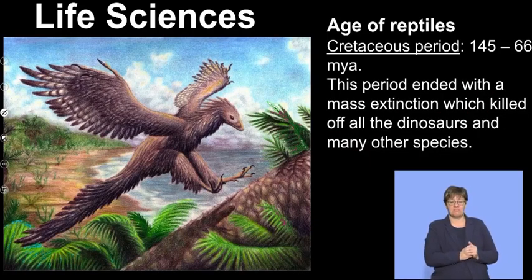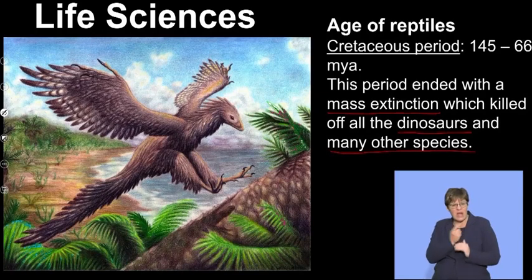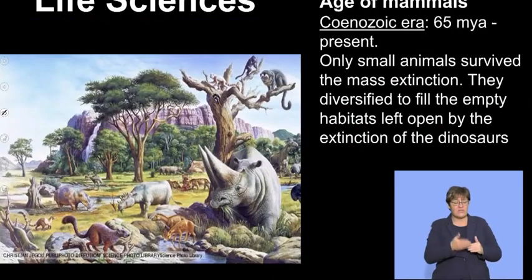At the end of the Cretaceous period, there was a mass extinction, and it killed off all the dinosaurs and many other species. And we'll have a look at a later lesson what could actually have caused this to happen. But scientists know that it did happen, and all those extremely large dinosaurs did not exist after that extinction event.